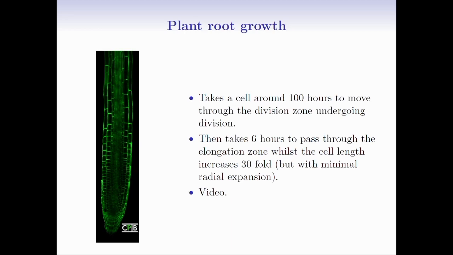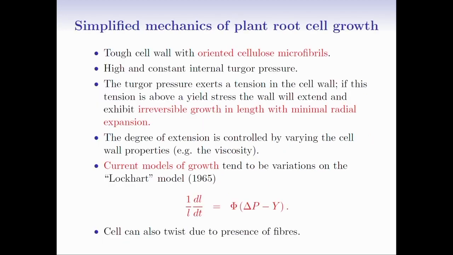But in the plant root, we've got this really nice system here, which is that in this bit here, which is called the elongation zone, cells just grow and they don't divide. So they expand massively in length. They grow about 30 times in 6 hours, and they have very minimal radial changes. And that's kind of interesting. So that's what we're going to talk about. And we haven't got time to show the video, so I'm not going to.